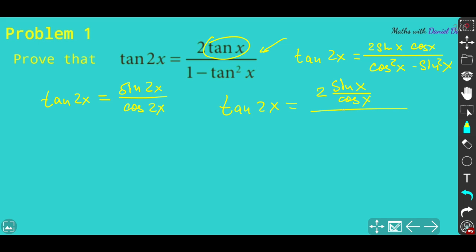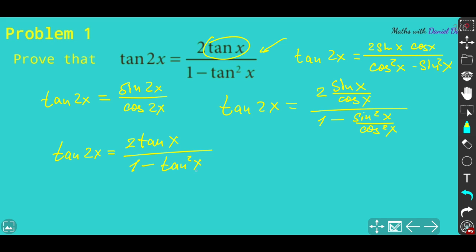But because you divided the numerator of the fraction, you need to do the same with the denominator. If you divide both numerator and denominator, in the denominator you'll get 1 minus sine squared x over cos squared x. And now from here you can say that tan 2x is actually 2 tangent x, and in the denominator is going to be 1 minus tan squared x.